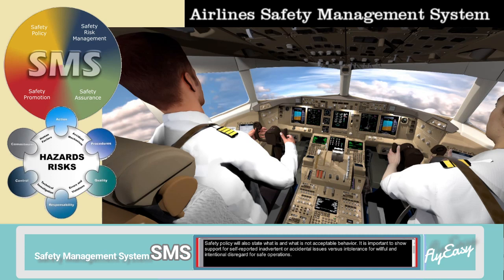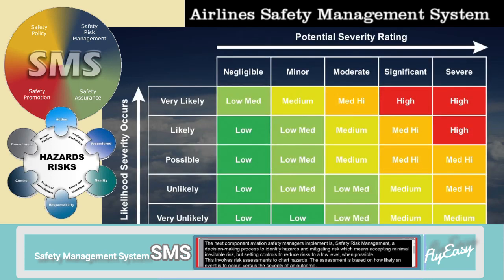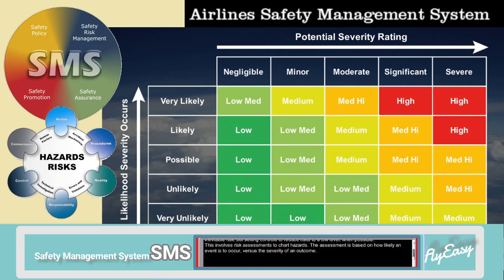safe operations. The next component aviation safety managers implement is safety risk management, a decision-making process to identify hazards and mitigating risk, which means accepting minimal inevitable risk but setting controls to reduce risks to a low level when possible. This involves risk assessments to chart hazards. The assessment is based on how likely an event is to occur versus the severity of an outcome.